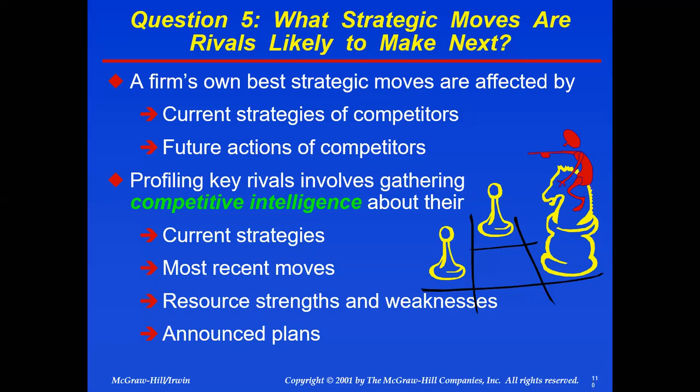Now, that was question number 4, which Thompson and Strickland talked about when they were crafting the strategy. And now we are going to talk about question number 5, which is about strategic moves. What strategic moves are rivals likely to make next? To develop this discussion, a firm's own best strategic moves are affected by, number 1, current strategies of competitors, and number 2, future actions of competitors. And for that, we need to develop competitive intelligence.